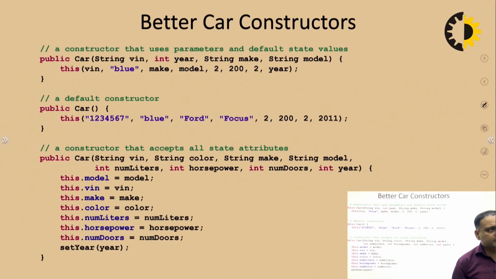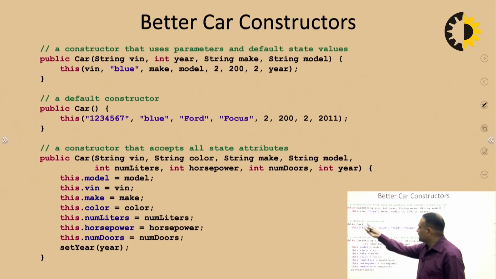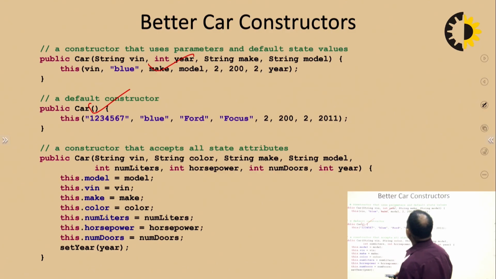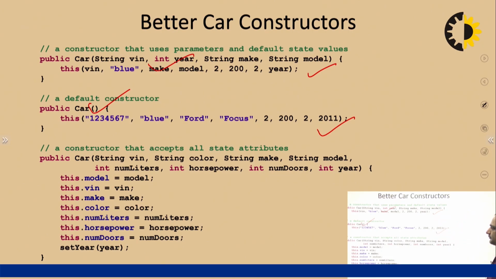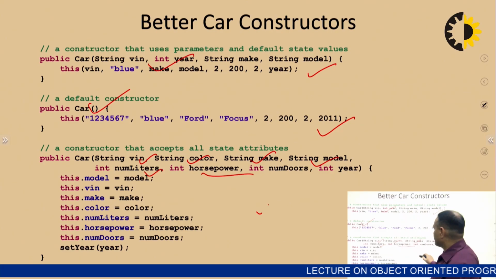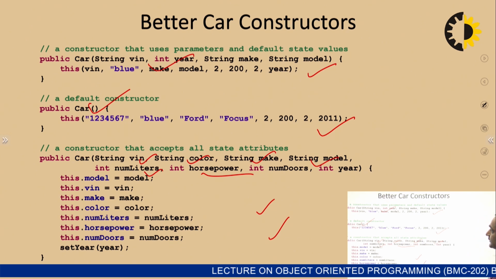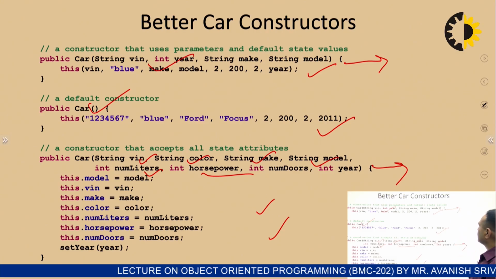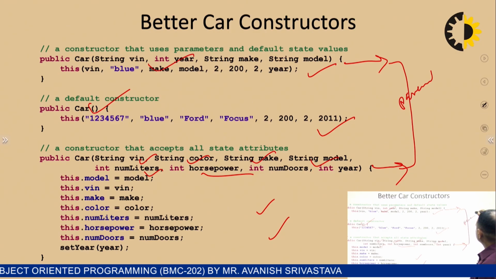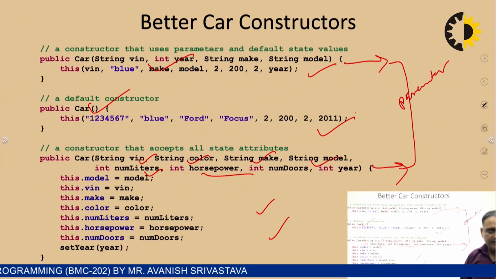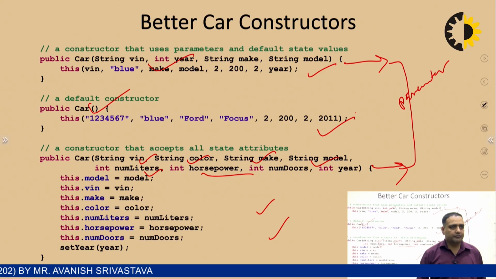In another example, you can see a constructor that uses parameters and default state values. Here one is parameterized and the other is default. A constructor that accepts all state attributes means public Car, string VIN, string color, string make, string model, and so on. There are two constructors: this one is the parameterized constructor, and this one is the default constructor. It is another example by which we can better understand parameterized and default constructors.